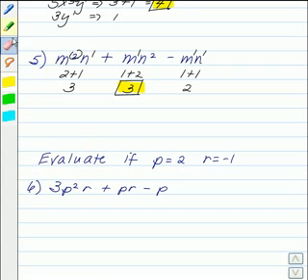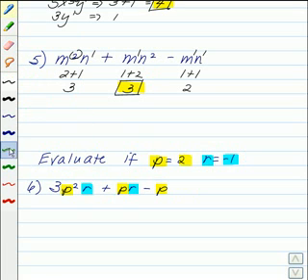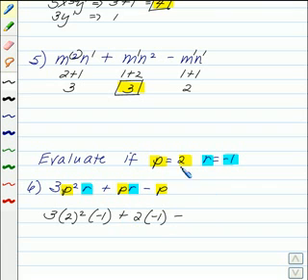And the last type of problem you'll do is you'll evaluate. Evaluate if p equals 2 and r equals -1. All we're going to do is substitute in and then follow the order of operations. So we'll substitute in 2 for p and -1 for r. So start by writing out the entire thing. 3 times 2 squared times r, which is -1, plus 2 times r minus p, which is 2. And then just work through using the order of operations.